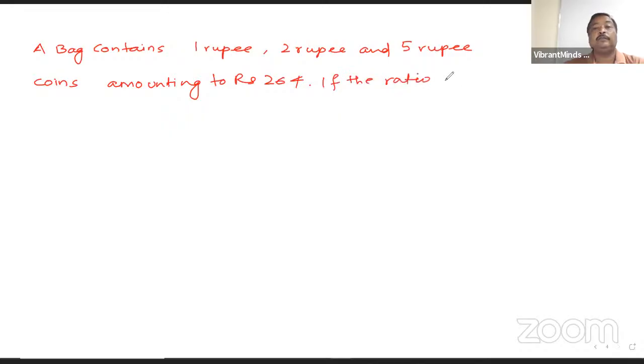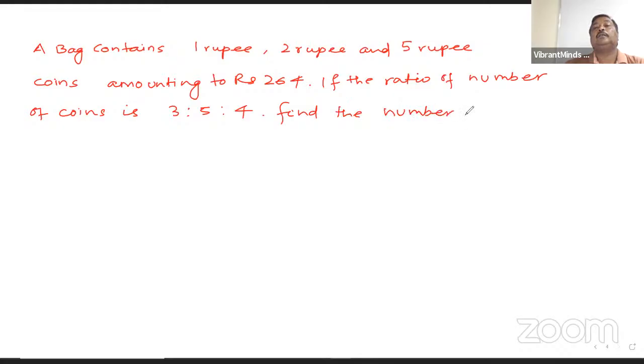If the ratio of number of coins is 3:5:4, find the number of 1 rupee coin. Find the number of 1 rupee coin.